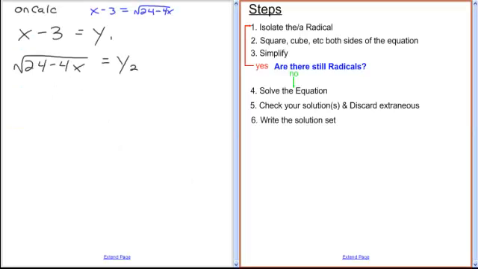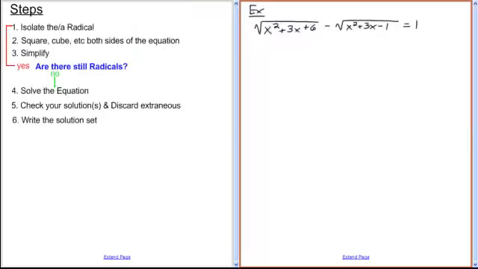So we're going to look at both of these. Now, first step, isolate a radical. It doesn't matter which radical you isolate, you just need to isolate one of them. I'm going to get rid of the one on the right-hand side because it's a subtraction. So when I add it to the other side, now I don't have to worry about a subtraction sign.